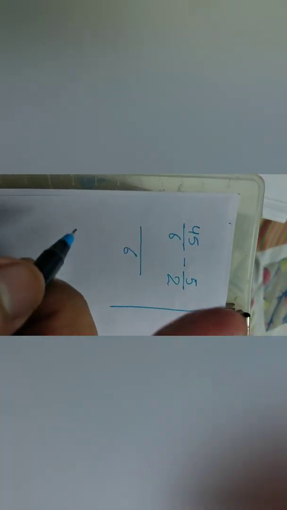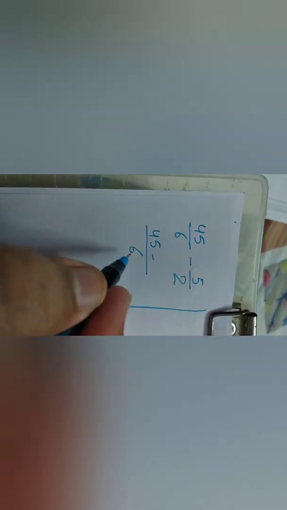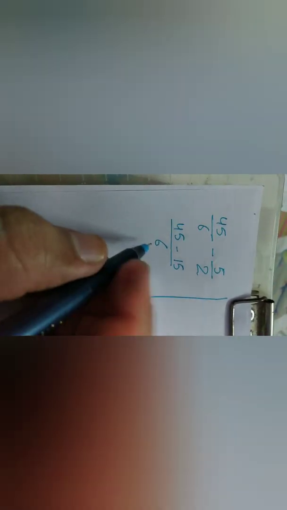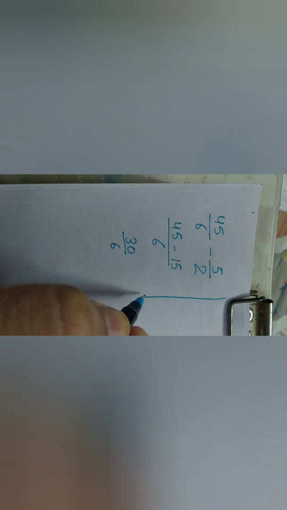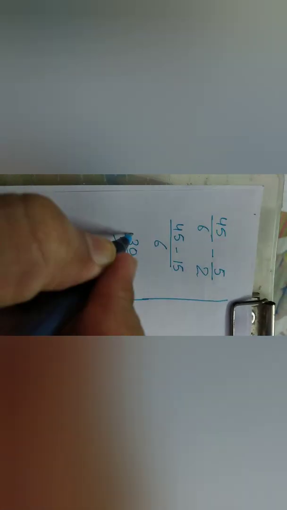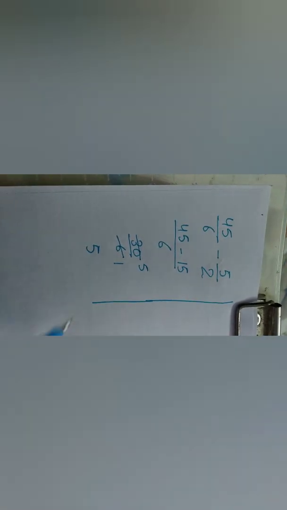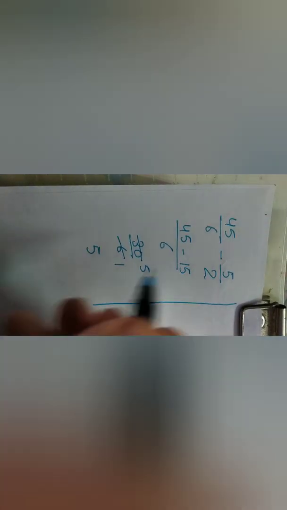Now take the LCM of 6 and 2. The LCM of 6 and 2 is 6. In the table of 6, when does 6 come? 1 time. So 45 1s are 45. Minus, in the table of 2, when does 6 come? 3 times. So 5 3s are 15. 45 minus 15 is 30 upon 6. Right? 6 1s are 6, 6 5s are 30. So you got 5 as the answer of LHS.